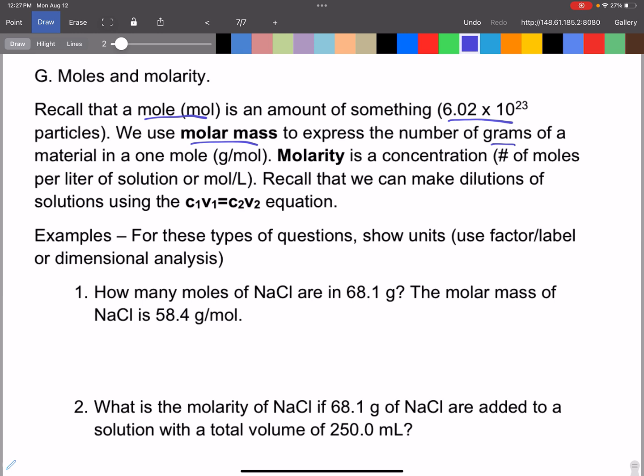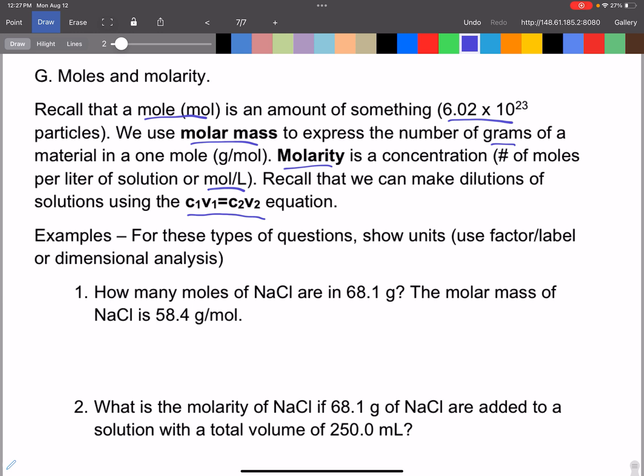And then the other important concept is concentration, and how we use molarity as sort of the center of the universe for concentration. This is the number of moles of a compound that's in a liter of solution. So the units of molarity are moles per liter. And then you might recall the C1 V1 equals C2 V2 equation as a way to make dilutions. And so I want to go through a few examples here of all of these things.